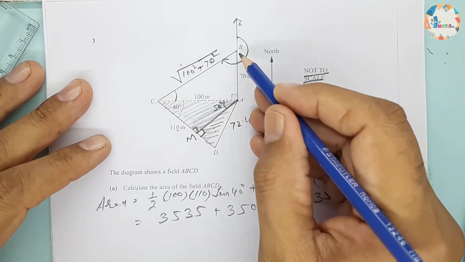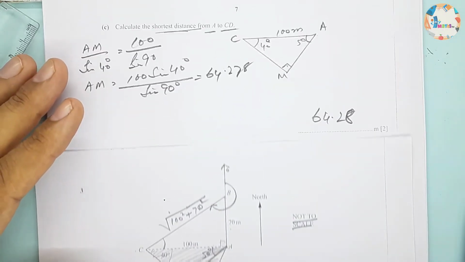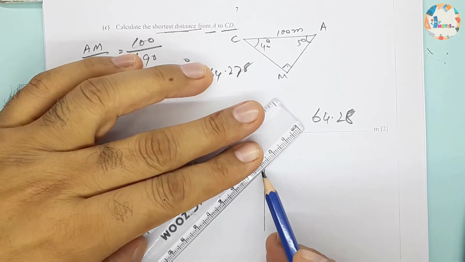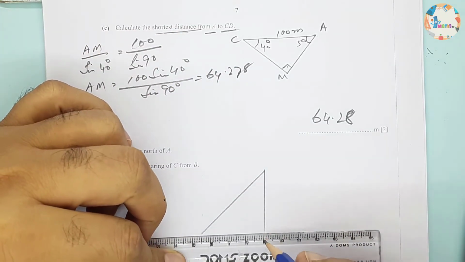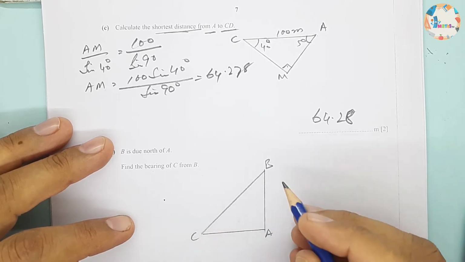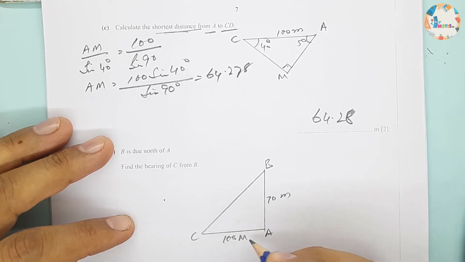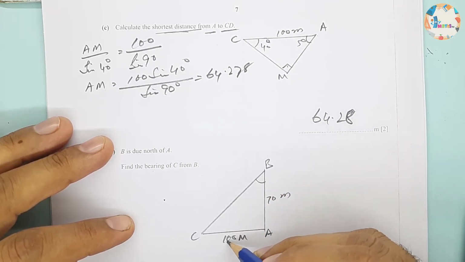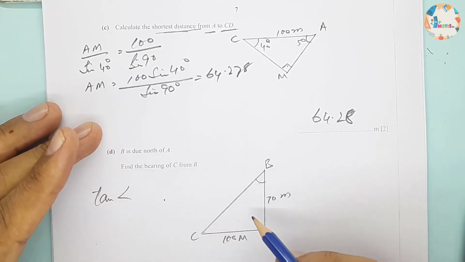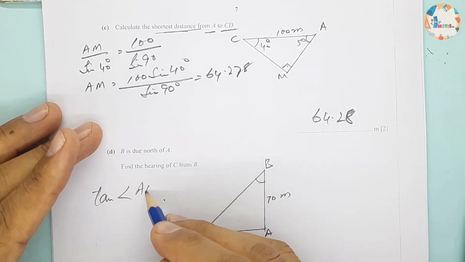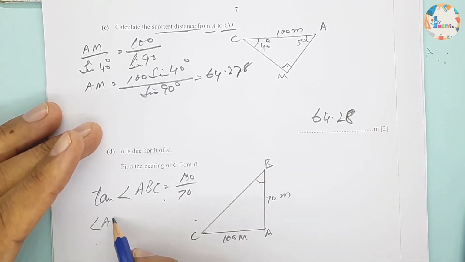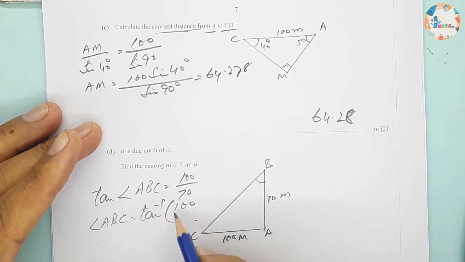So if we consider triangle ABC, if I draw triangle ABC for you, it will be like this. This is B, this is A, and this is C. This side is 70 meters, this side is 100 meters, and we have to find this angle. So directly we can take this over this will be equal to tan of this angle. So angle ABC will be equal to tan inverse of 100 over 70.